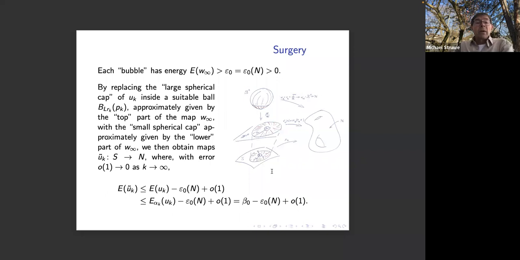And now, since we assume that the second homotopy group of the target vanishes, the map u_k tilde, which only differs from u_k by swapping the top part of the map, w infinity, with the lower part, the topological change amounts to a map from the 2-sphere to N. Since pi_2 of N is 0, there is no topological change, and u_k tilde is still homotopic to u_0. And it has an energy strictly less than beta_0.